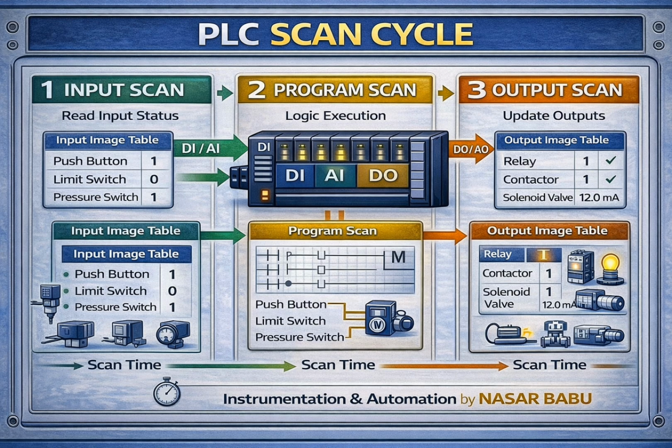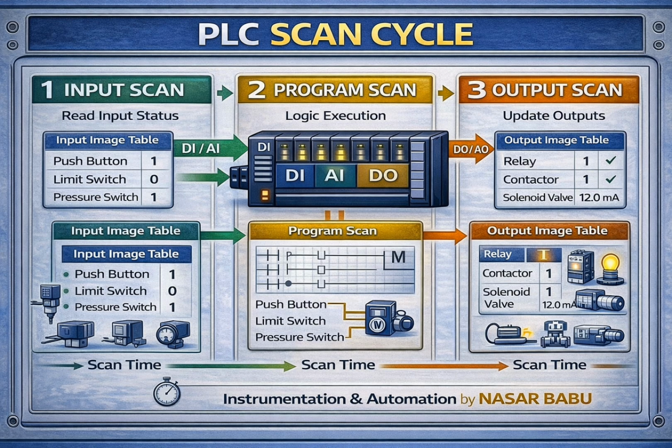Finally, the PLC performs the output scan. In this step, the PLC updates the physical outputs. Examples: relay on or off, contactor energized, solenoid valve activated, analog signal sent to VFD or control valve. Now the output devices respond.